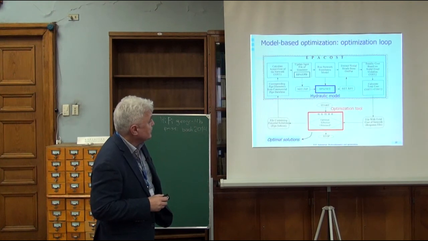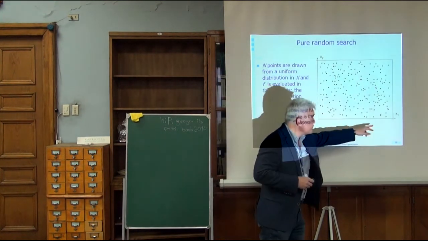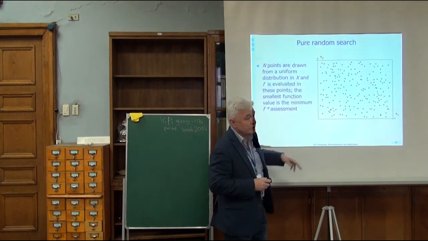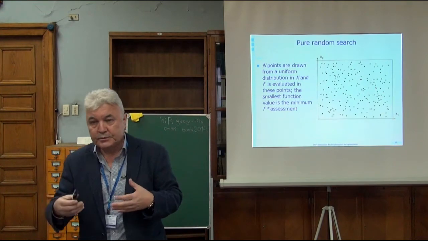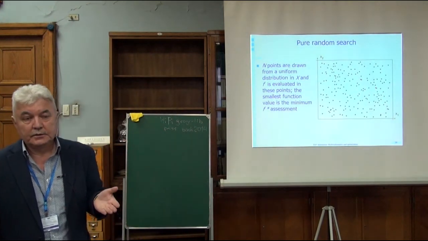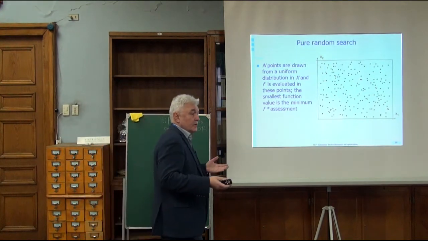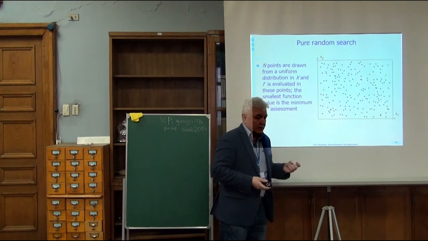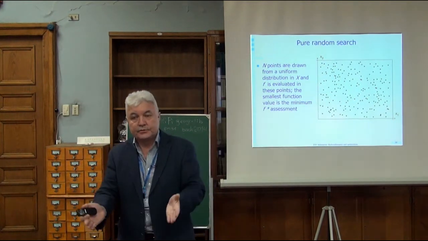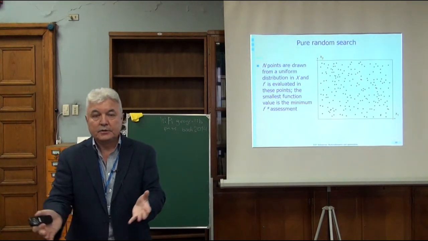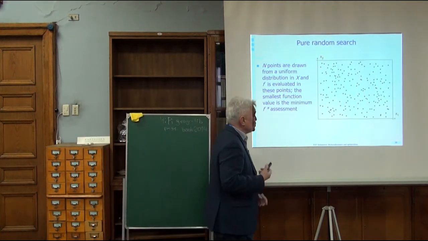So let me show this first: pure random search. Imagine your decision variables are x1, x2. For example, these could be diameters of the pipes you want to choose in a drainage system, or releases of a reservoir, or the amount of water that you give to different users in catchment management, in water management, for example different farmers that demand water.